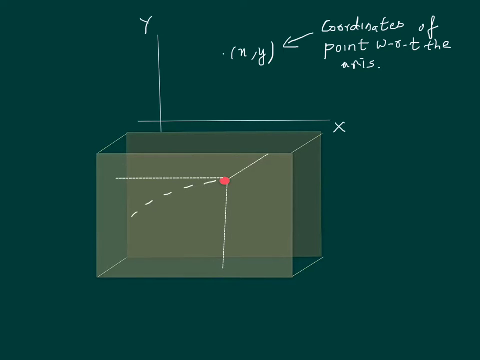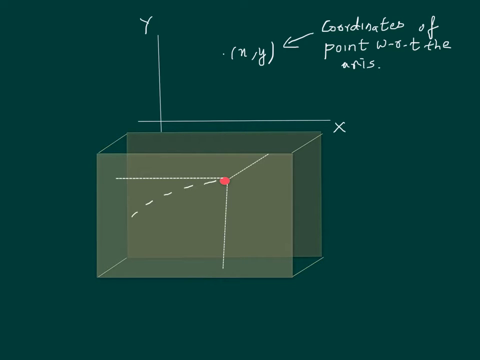Also notice that the back wall, the side wall and the floor are perpendicular to each other. That means we are finding the position of this ball by finding the perpendicular distance of it from the three perpendicular planes, that is the back wall, the side wall and the floor.